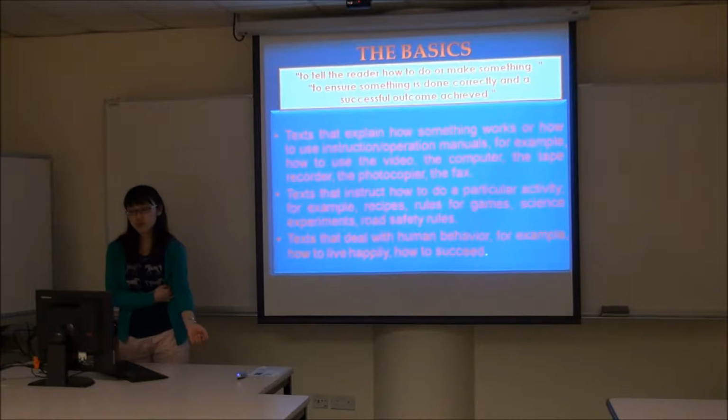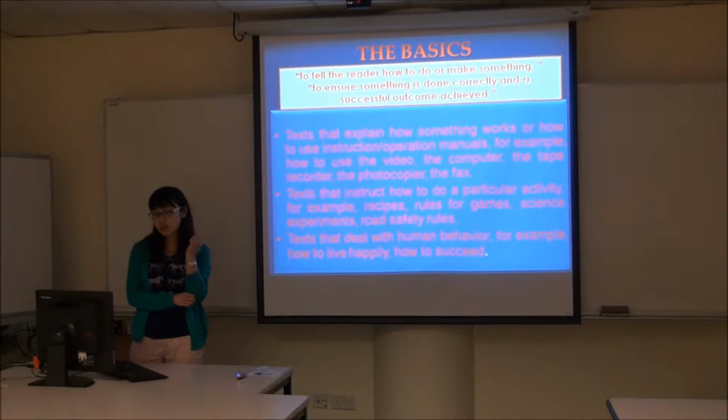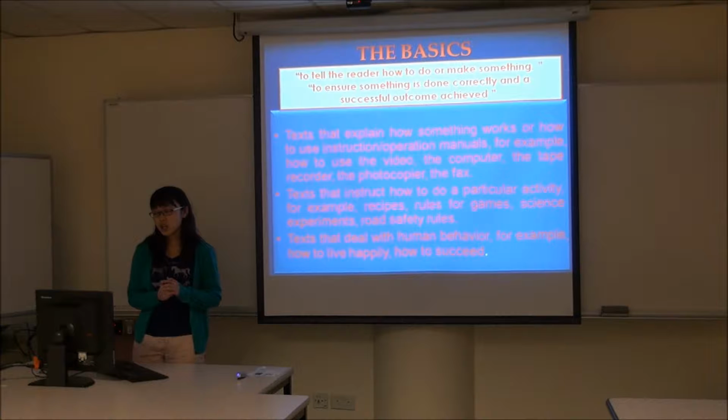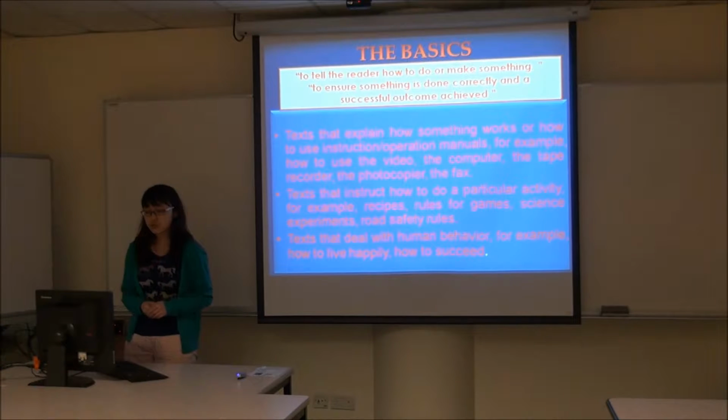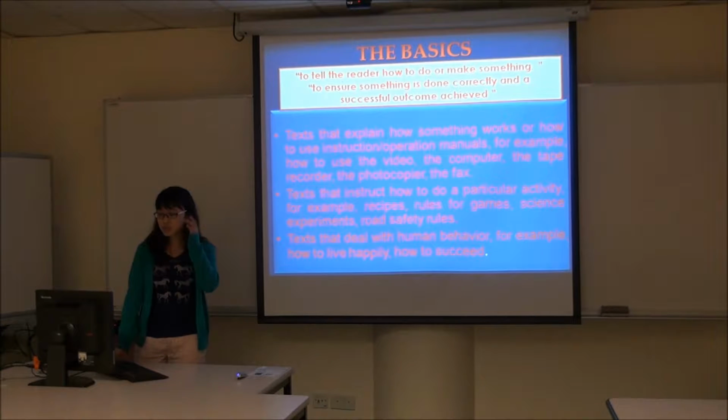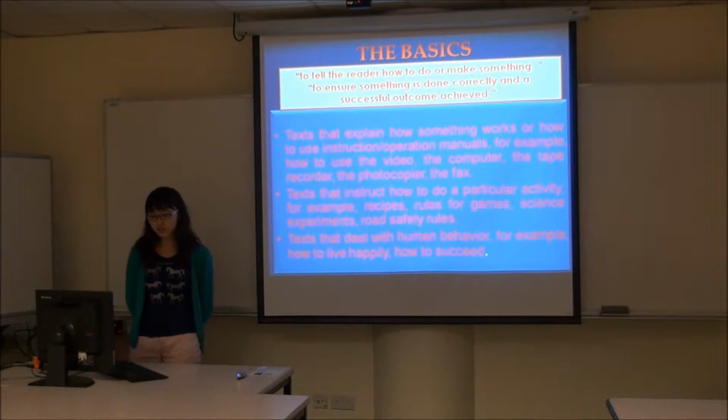Firstly, we should know what instructional texts are. According to the definition, an instructional text is to tell the reader how to do or make something, and to ensure something is done correctly and a successful outcome achieved. And there are three types of instructional texts.